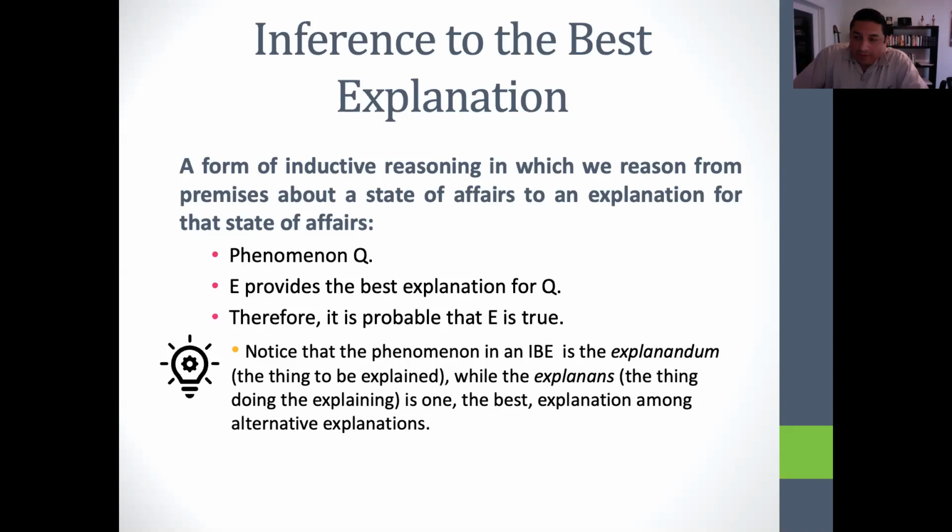So which one among these is the best explanation for why this sexual assault happened? Well, the one that says that he did it, right? So that he is the perpetrator of the sexual assault is the best explanation for the phenomenon Q. Therefore, it's probable that he did it, and they would have to go on in a court of law to prove all of that. But that's how that works.